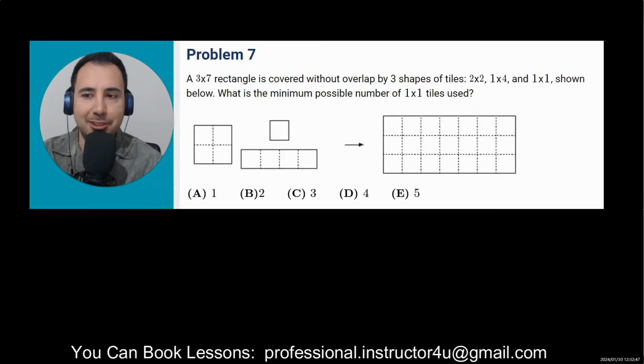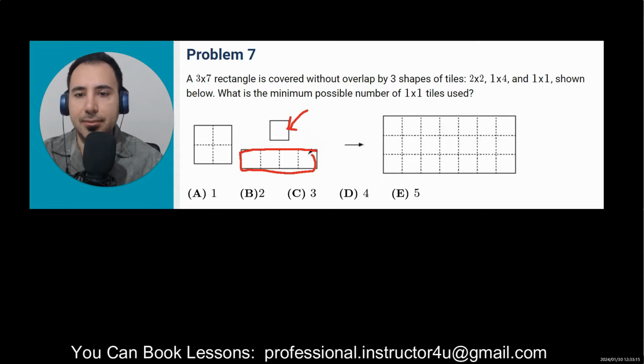A 3 by 7 rectangle is covered without overlap by shapes of tiles 2 by 2, 1 by 4, and 1 by 1 shown below. What is the minimum possible number of 1 by 1 tiles used? Because that says we want to minimize this. We want to use these as much as possible. So let's go and use some of these.